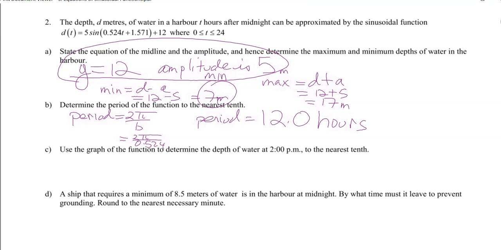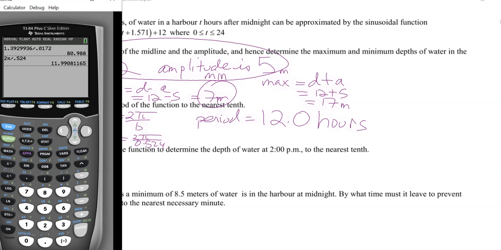Use the graph of the function to determine the depth of the water at 2 p.m. Okay, so what do we know? We needed all of that stuff, right? So we're going to go to y equals. We're just going to clear out what's in there. We're going to put in the equation, which we can no longer see. So y is equal to, what do we say, 5 sine 0.524 x plus 1.571 plus 12. Okay. But all the work we did was not in vain, right? We need this to figure it out.